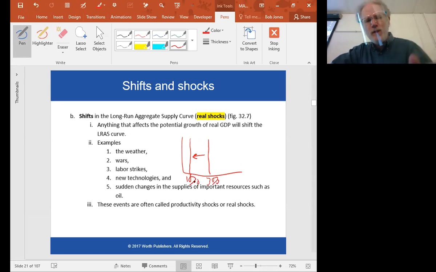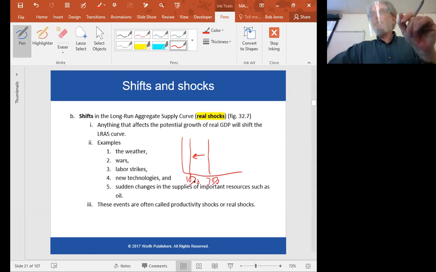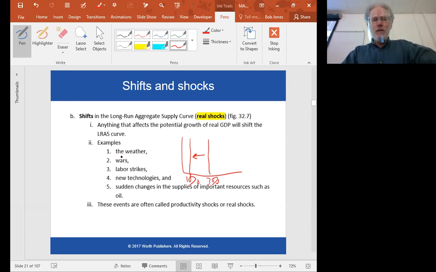Just very straightforward. Things that will cause producers to be able to produce less, that would be a negative real shock. Things that would enable the producers to produce more would be a positive real shock. If we have a war where people get killed, where factories get blown up and destroyed, well, obviously that's going to reduce our ability to produce. So a war is a negative real shock.